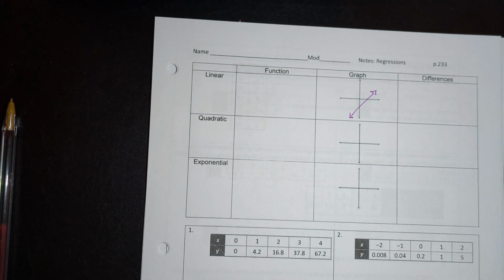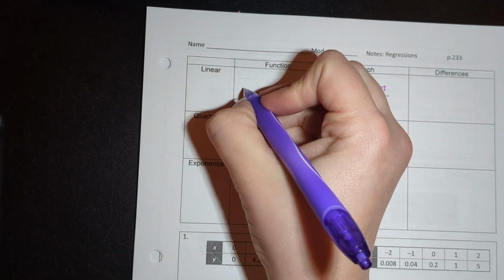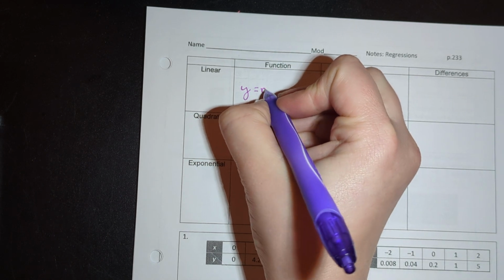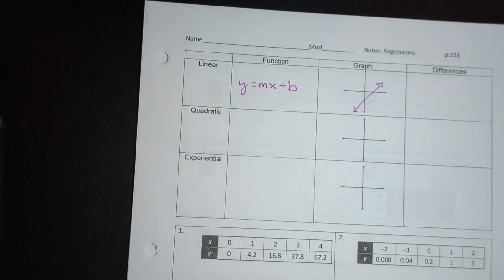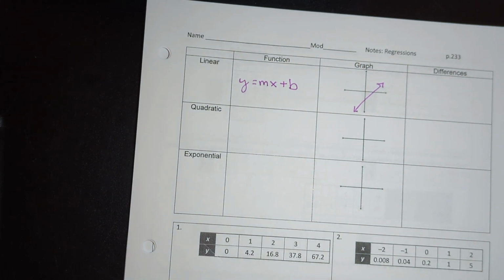Y equals mx plus b. Good. This is a throwback from way back when.